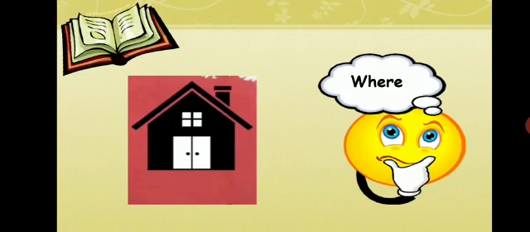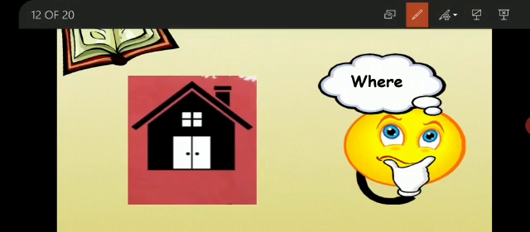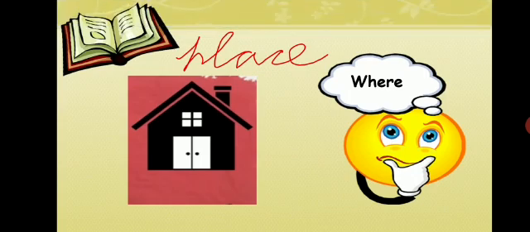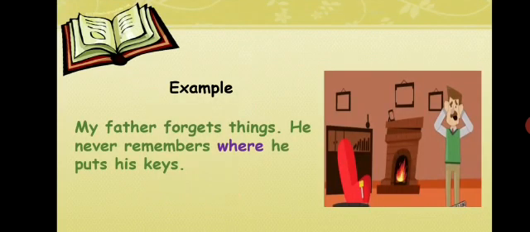Next relative pronoun, where. Where is used to represent a place. So where gives information about the place mentioned in a sentence previously. Have a look at this example.